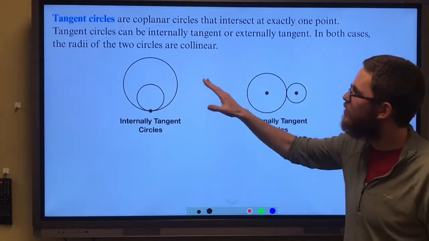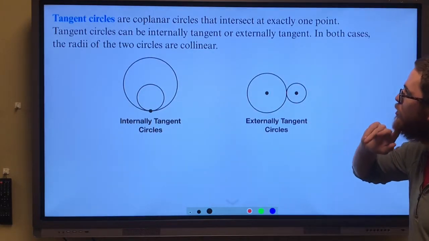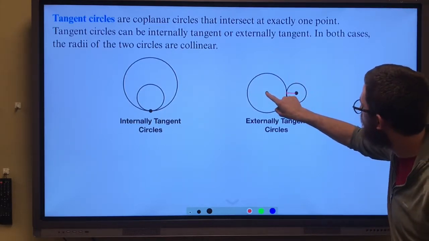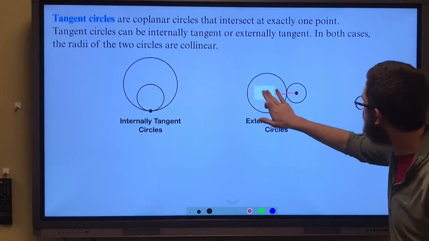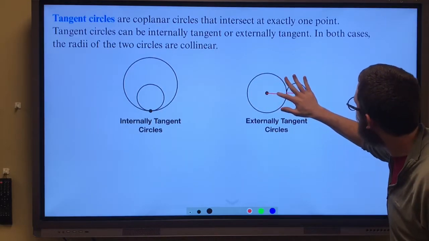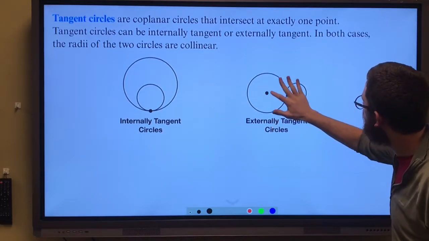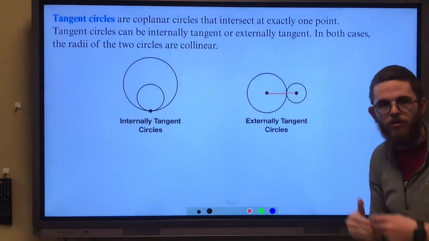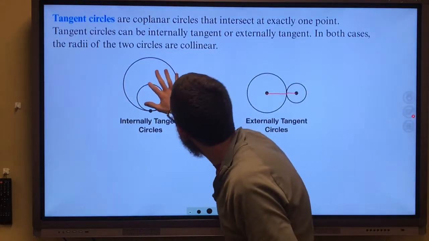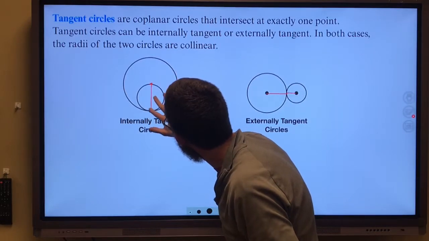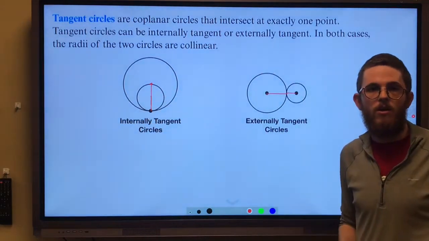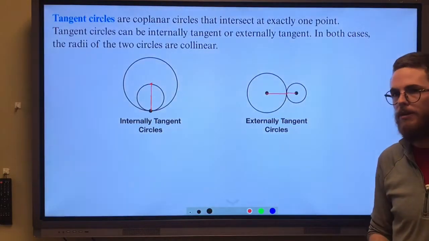In both cases, the radii of the two circles are collinear. If I draw a radius to that point of tangency for both circles, that second one was not such a great line, but those two form a perfectly straight line. Same thing here. If I draw the radius of the big circle and the radius of the small circle, who would have guessed? They are collinear. They are part of the same line.